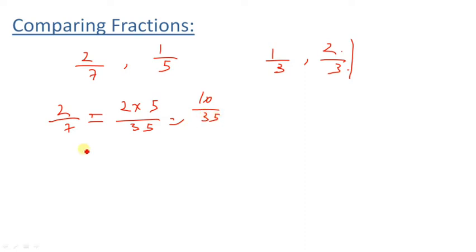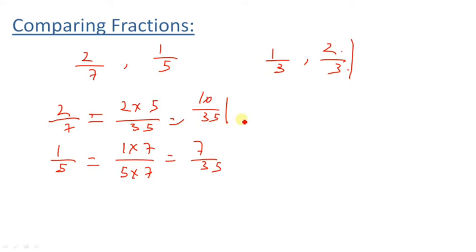5 into 7, 1 into 7, it will be 7 by 35. Now the denominator is the same in both. Which one is greater? 10 by 35 is greater, so 2 by 7 is greater than 1 by 5.